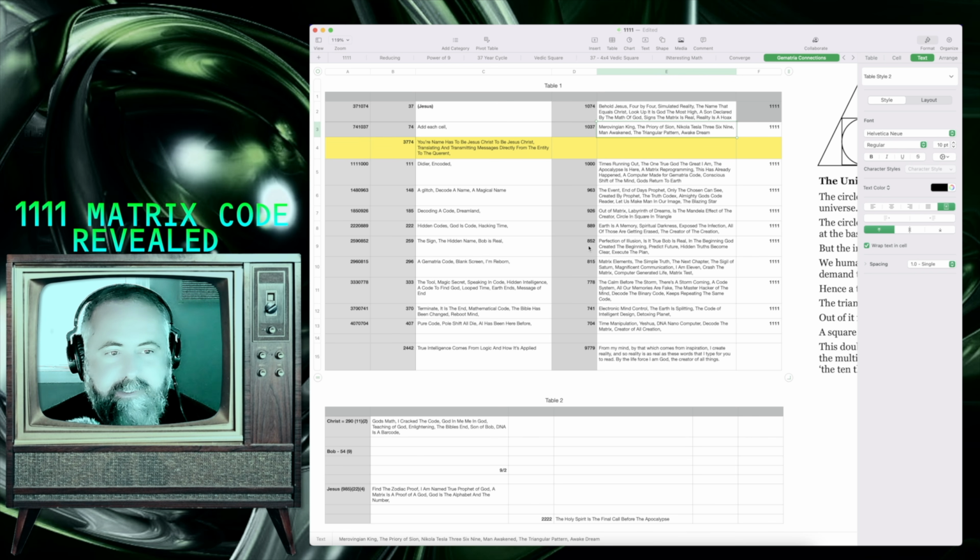After the split, we get 0852. Again, drop the 0, so we're left with 852, and we get the phrases perfection of illusion. And then look here. Is it true Bob is real? I mean, folks, you can't make this up. And it's as though it's asking the question and the first number is telling us the answer. Is it true Bob is real? Yep, Bob is real.